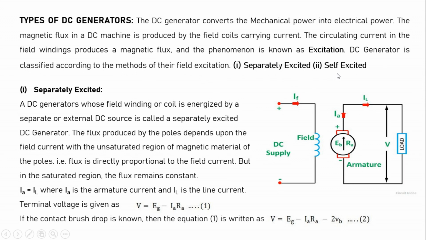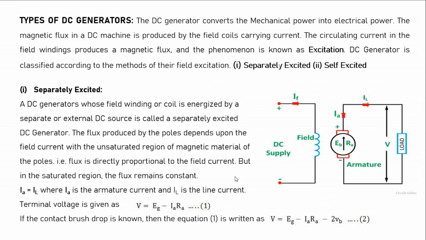DC generators are classified according to the methods of field excitation. One is separately excited DC generators. The next one is self-excited DC generators. Now we will see one by one what is meant by separately excited. In separately excited DC generators, the field windings are excited, or given supply, from an external source. If field windings are excited by an external source, then that kind of DC generator is called a separately excited DC generator.